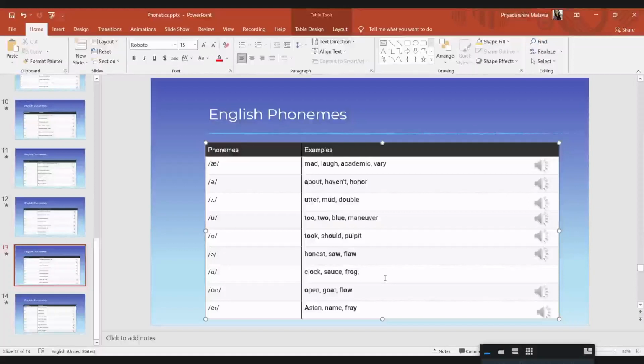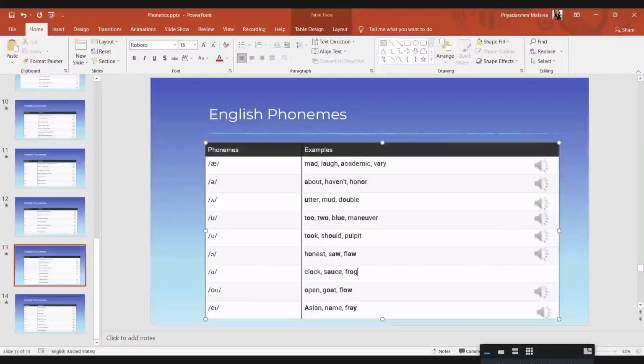I'm sorry I couldn't find an audio aid for this one, so you'll just have to make do with me trying to pronounce it for you. But this is also an aw sound, but a shorter one. Clock, sauce, frog. But in contrast to that, you do put emphasis in honest, saw, and flaw. If you notice, it's more stretched out, right? That's the main difference between these two.